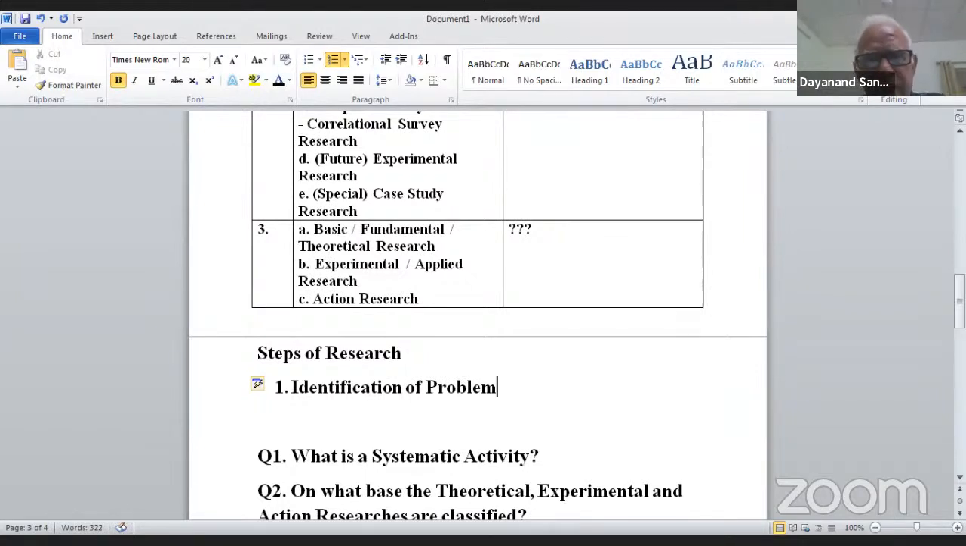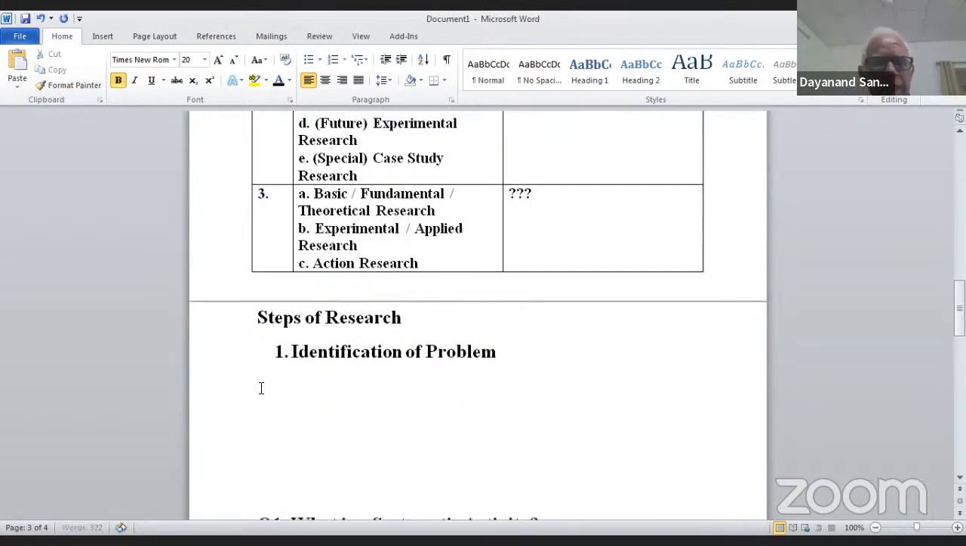Now in this one, there are 2 technical words. One technical word is identification and another technical word is problem. Now in place of identification, can I use the word selection? So what is the difference between identification and selection? Any participant like to answer?